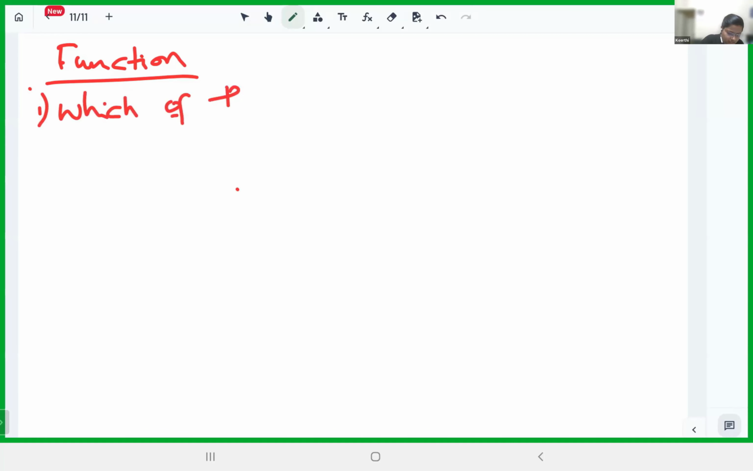Okay, so now we have completed all the MCQs from the relation section. Now we are moving on to the function part. There are some important MCQs from this section also. That is function. The first question is, which of the following function is 1-1?